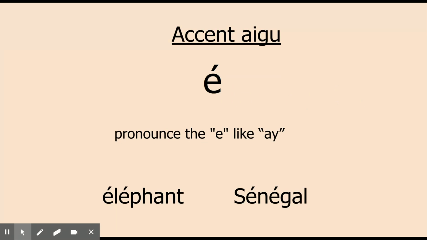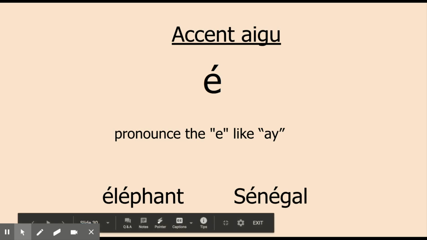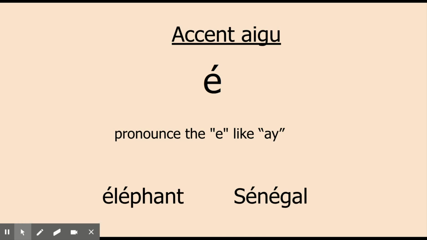First, we have accent aigu, accent aigu. And the accent aigu is only going to show up on the letter E. And what it tells you is that that E should be pronounced with the sound A, like éléphant or Sénégal. Okay, it's A. So we would call this right here, accent aigu.